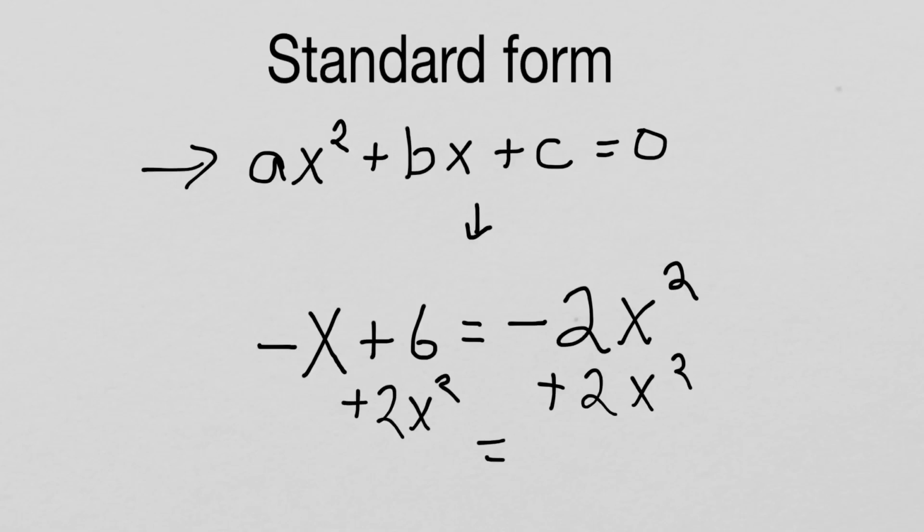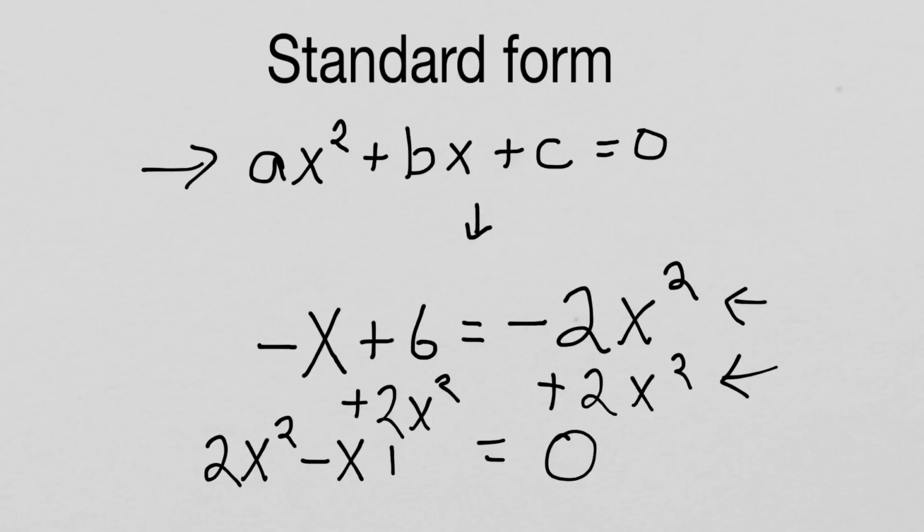If I do that, minus 2x plus 2x equals 0. Then there's my 2x squared. Then I just have to bring down my minus 6, my plus 6, and this is in standard form. And just to go over this again, A would be 2, B would be negative 1. Remember, there's an imaginary 1 right there. And C would be positive 6.